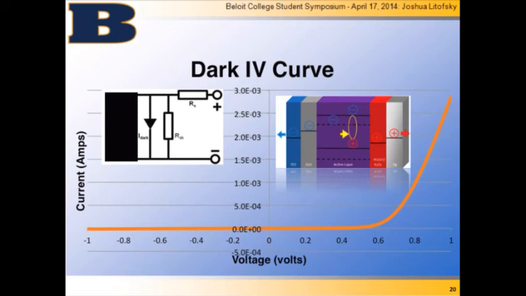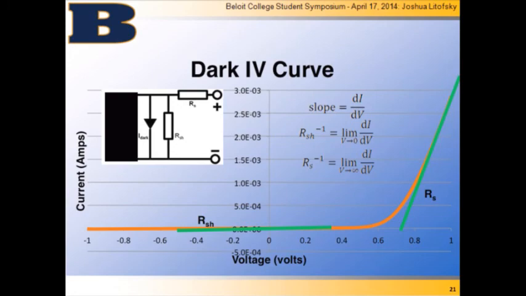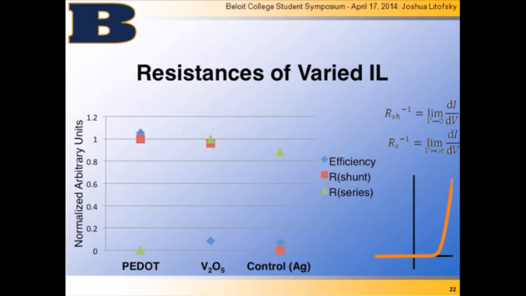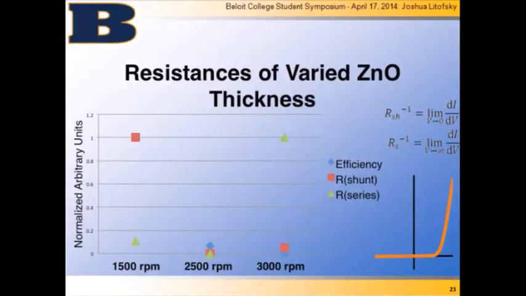When we look at the varied interfacial layers, we find that the ones that work the best, which is the PEDOT, have the highest shunt and the lowest series. With the other two, we don't have this duo right here. We have a high shunt and a high series, and then a high series and a low shunt, which is not at all what we want. When we look at the varied zinc oxide thicknesses, we see the same thing. The efficiency is hiding behind this guy right here. So we have a high shunt and a low series at 1500 RPM, a low shunt and a low series at 2500, and a low shunt and a high series at 3000. So again, 1500 is what we want, also characterized by these resistances.